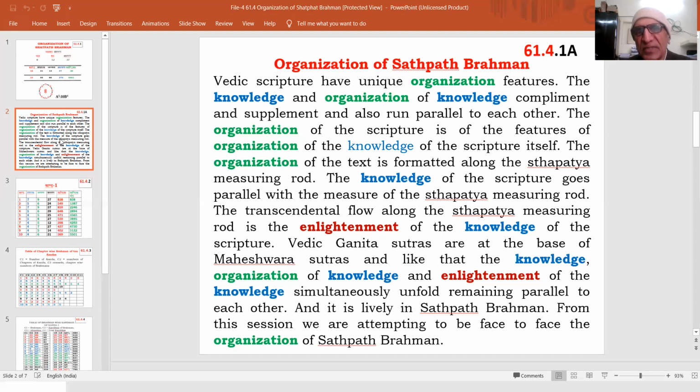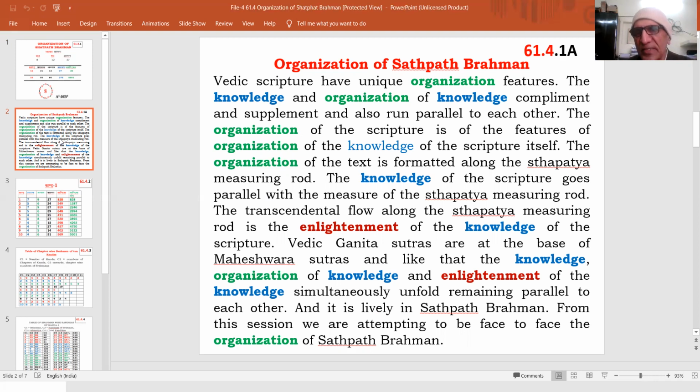The organization of the scripture is of the features of organization of knowledge of the scripture itself. The organization of the text is formatted along this sthapatya measuring rod. The knowledge of the scripture goes parallel with the measure of the sthapatya measuring rod. The transcendental flow along the sthapatya measuring rod is the enlightenment of the knowledge of the scripture.